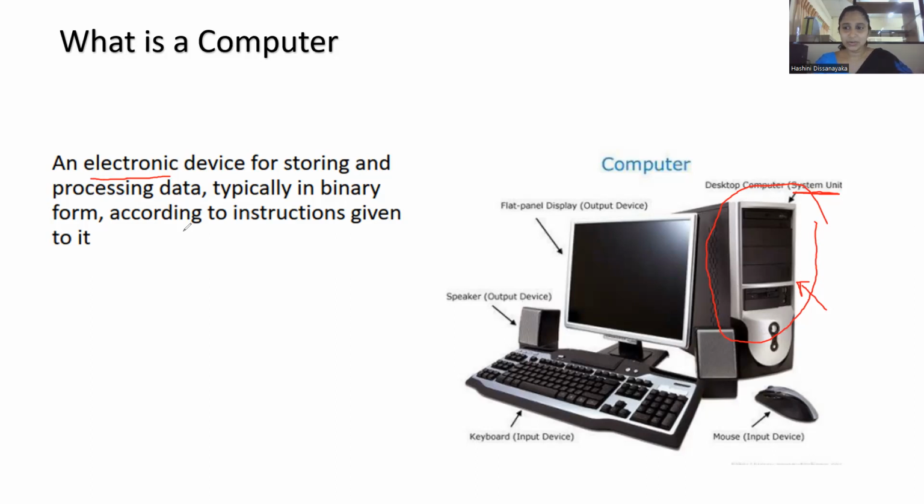Let's see what those input devices, output devices and the internal process of the computer are. Up to this point, you should know what a computer is. Simply, it's a kind of electronic device which stores and processes data that we feed into the machine using input devices, and typically the data is converted into binary form and processed in binary form, according to the instructions given to it.